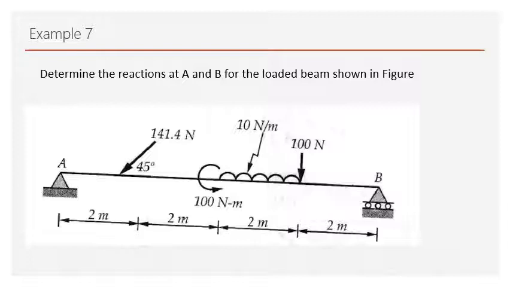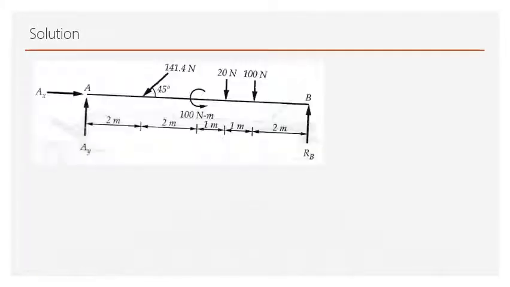We have to find the support reactions. Observe the diagram. At end A, hinged support, there will be two reactions. At end B, roller support, only one reaction. That's what we have to draw in the free body diagram. And of course, we have to convert the UDL into its equivalent point load. So this is the free body diagram.